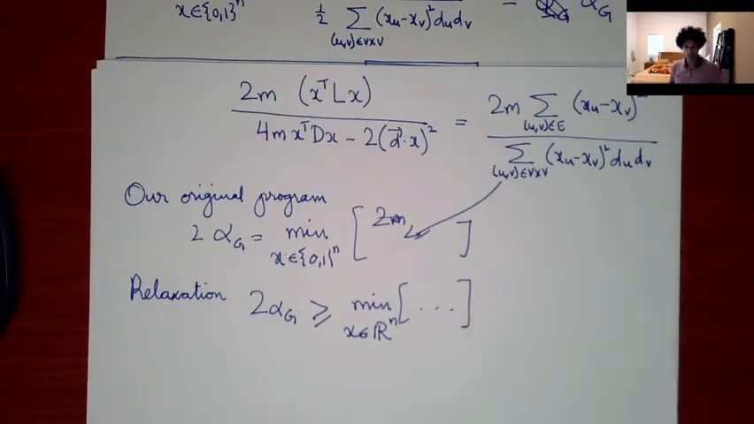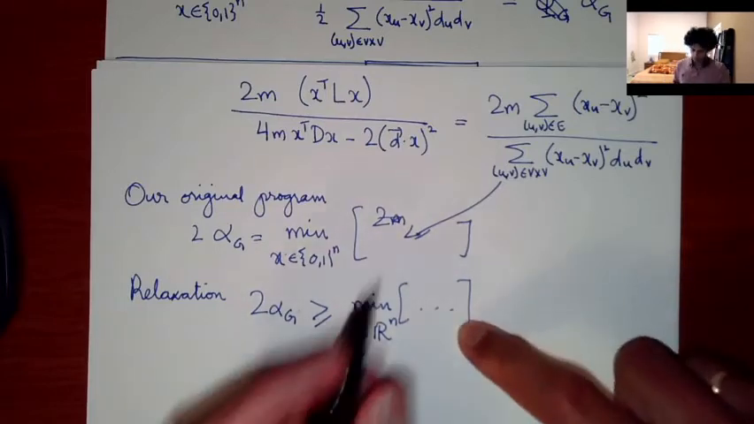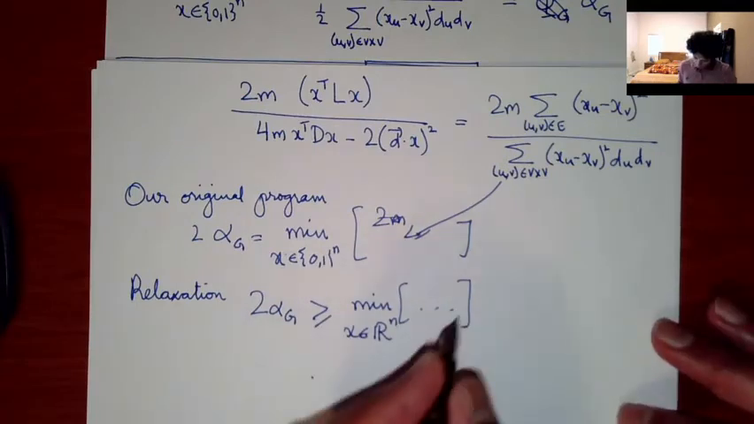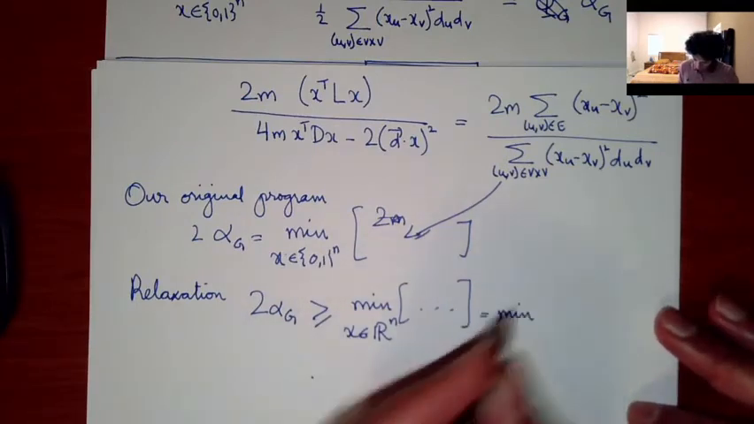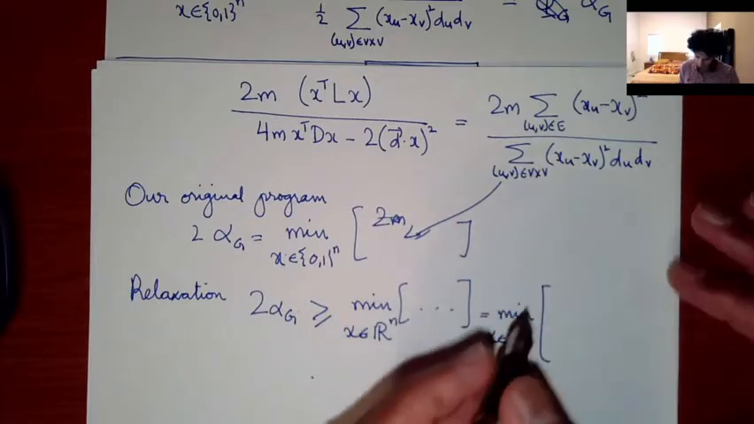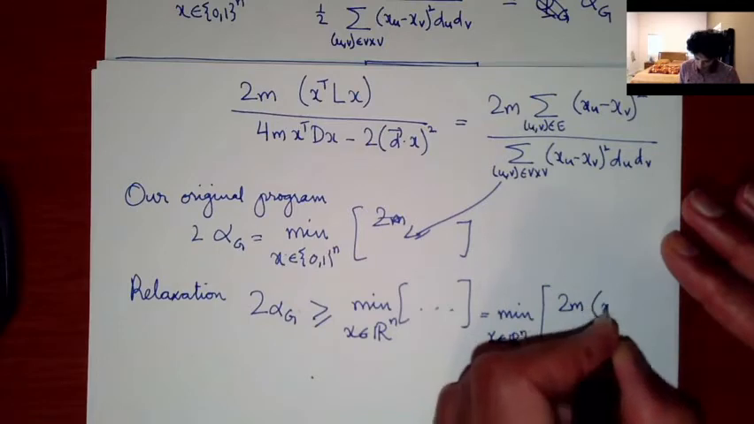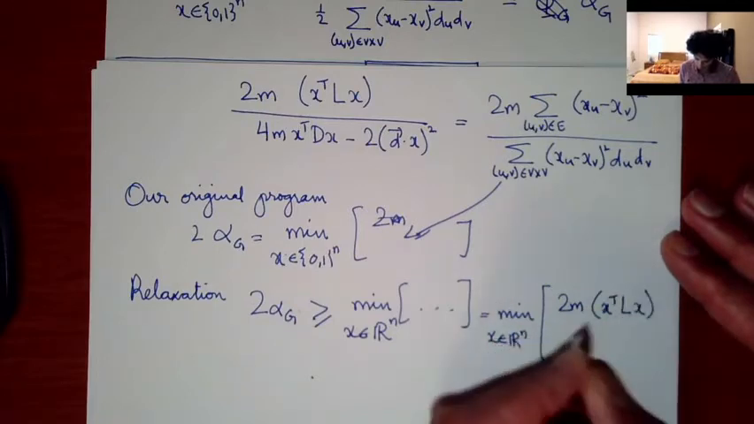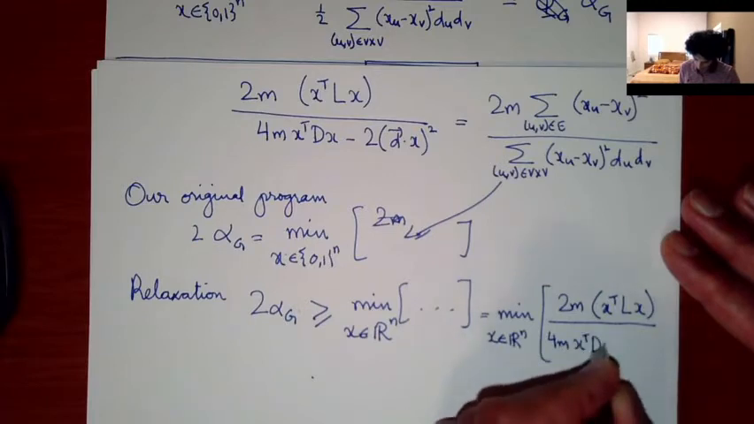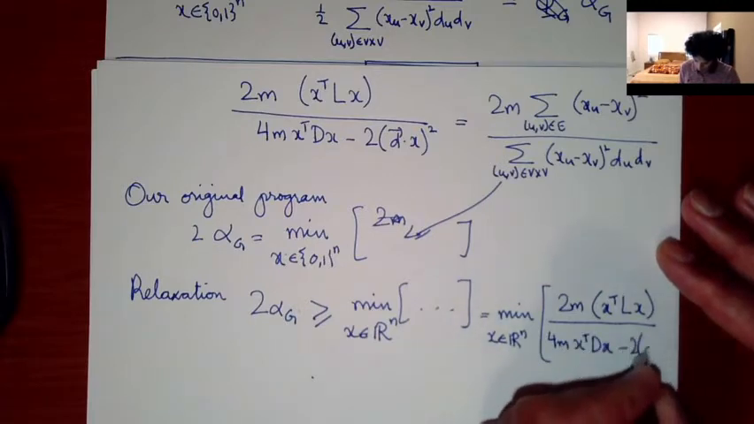Of the same quantity. And just by this equivalence, it's going to be convenient for me to write this as the min of x in Rn of 2 times m x transpose Lx divided by 4 times m x transpose dx minus 2 dx squared.